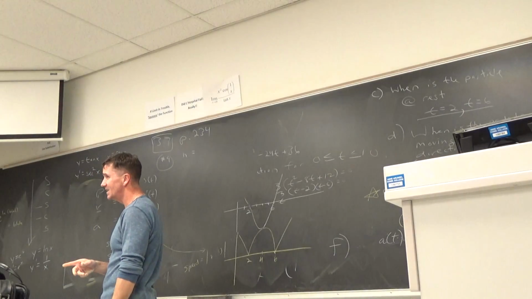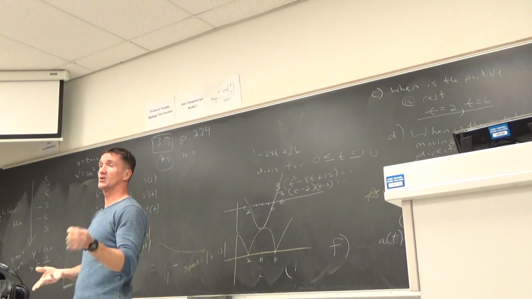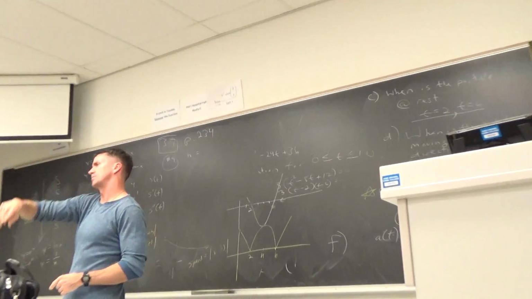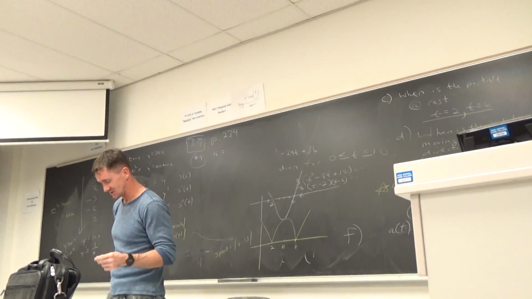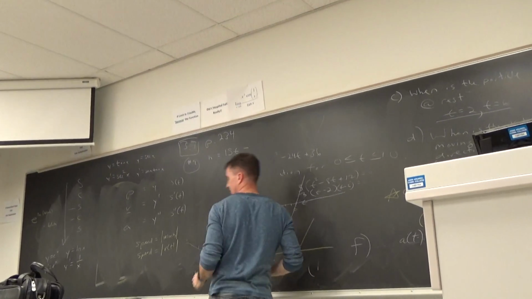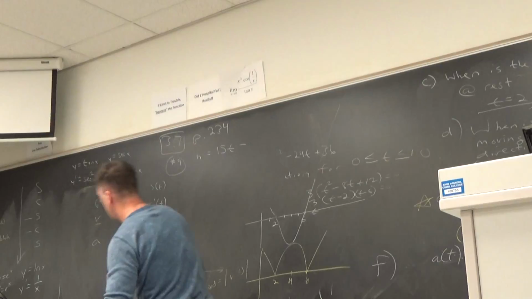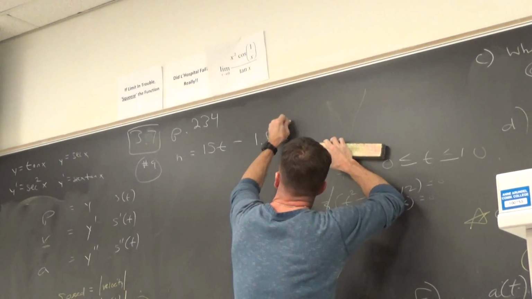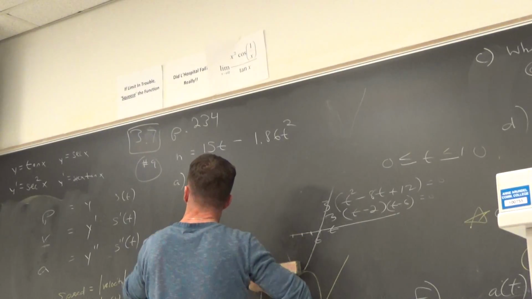For what planet? Mars. Because if this were Earth, we all know the gravitational pull, and you'd say, Professor Messer, your math formula is incorrect. This is on Mars. H equals 15t minus 1.86 t squared. Letter A and letter B.